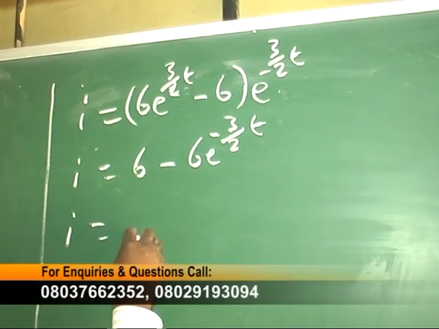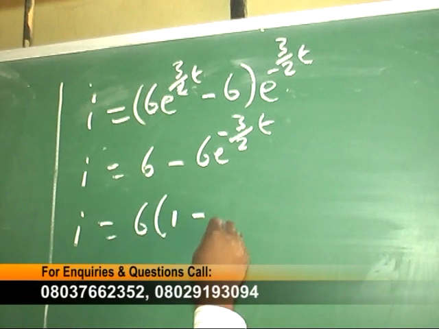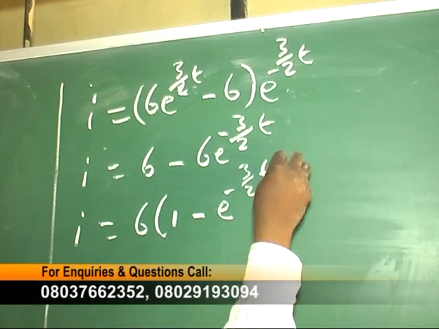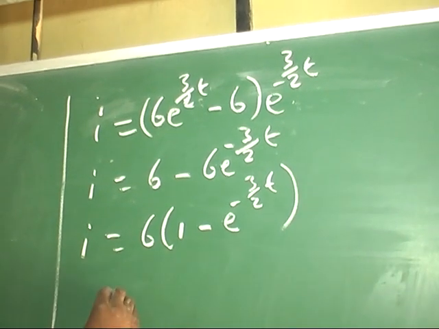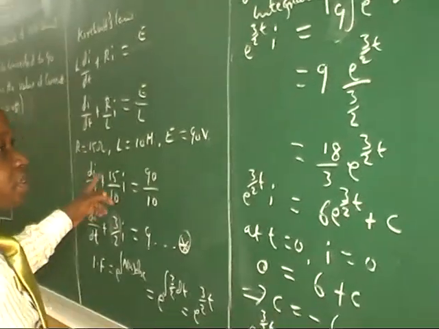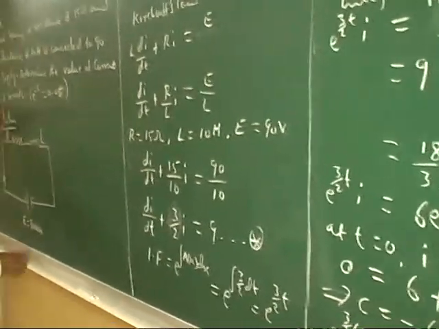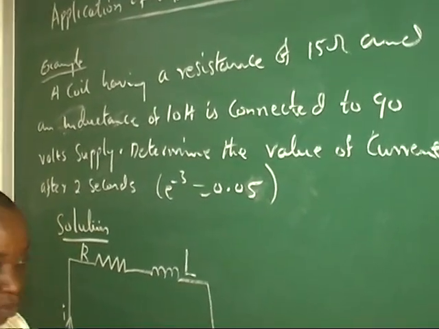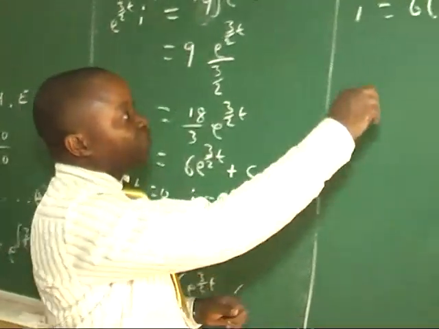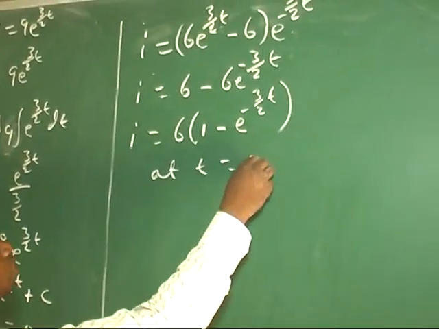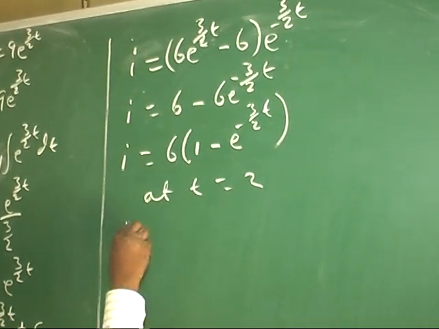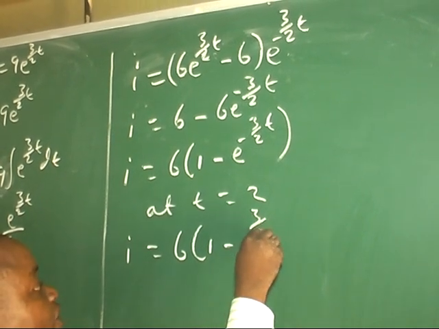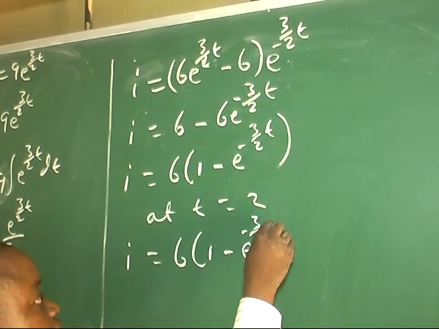Which I can write as 6 times (1 minus exponential minus 3 over 2 t). So it's still the same. Then the question was, determine the value of current after 2 seconds. So we now say at t equals 2, I is equal to 6 times (1 minus exponential of minus 3 over 2, times 2).